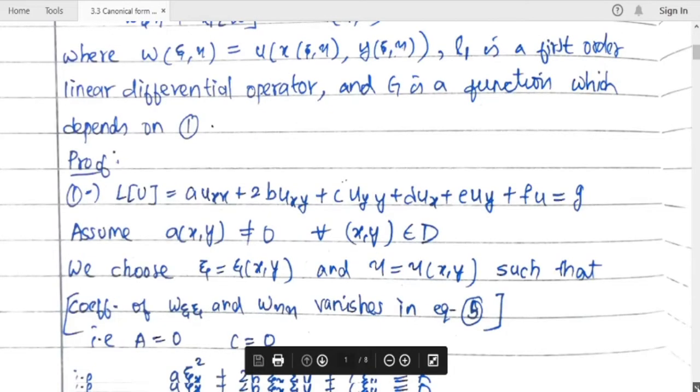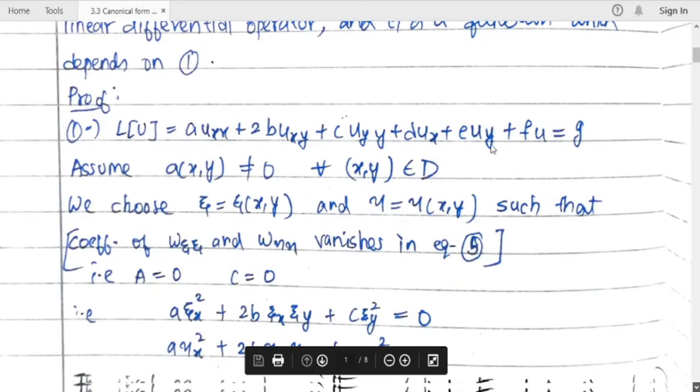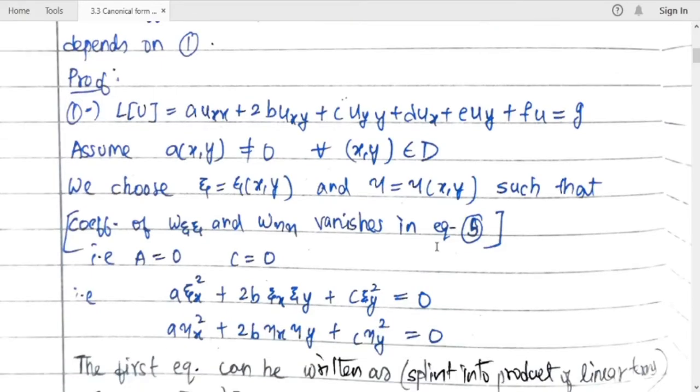So this is the general form of our second order PDE: A U xx plus 2B U xy plus C U yy plus D U x plus E U y plus F U equal to G. Now assume that A is not equal to 0. Now we have to choose theta and eta in such a way that the coefficients of W theta theta and W eta eta vanish in equation B. That is, equation B is what we obtained after changing the coordinates, proved in lemma 3.3.